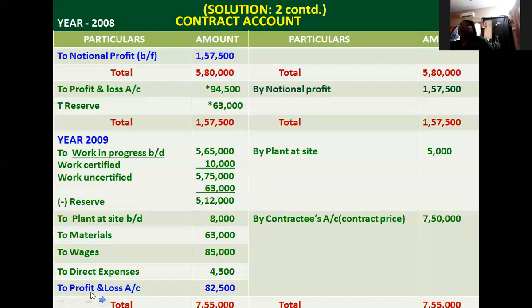Now look at this. I didn't mention it as notional profit. I mentioned it only as profit and loss account, because the contract was over. It was completed, so the entire profit will be transferred to the P&L account. So this is the way we prepare the contract account.